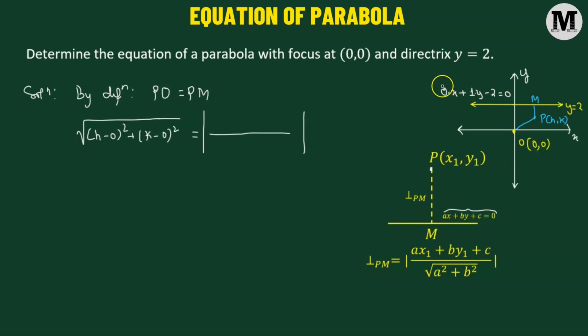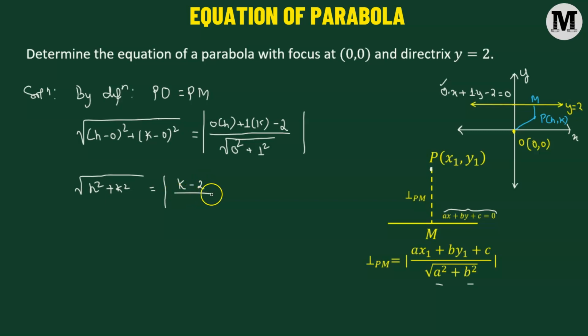So if we use the formula, then we'll start with the coefficient of x of the straight line. That's 0. 0 will get multiplied with the x coordinate of point P, that's h. So we have 0 times h added to, now we'll consider the coefficient of y. That's 1. 1 gets multiplied by the y coordinate of point P, that's k. Then we have the constant term added to it, that's negative 2, divided by the square root of the sum of the squares of the coefficients of x and y of the straight line. That means we have 0 squared added to 1 squared. Let's further simplify. That's going to give us the square root of h squared plus k squared equals the absolute value of k minus 2 divided by 1.